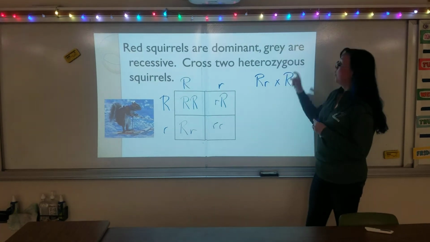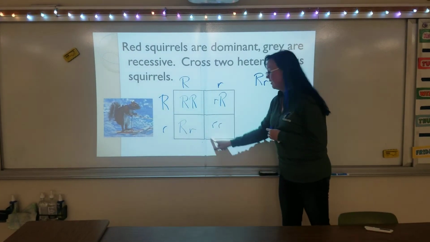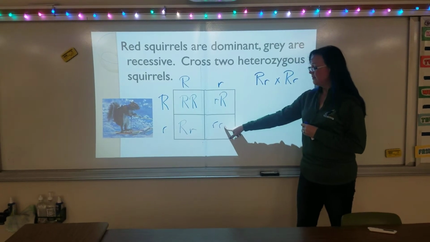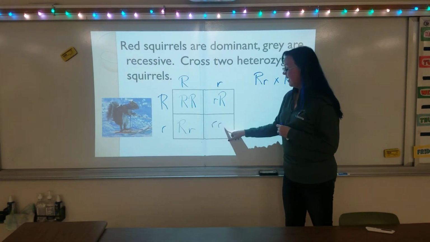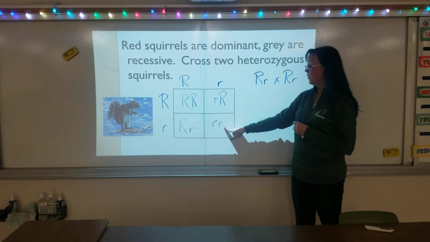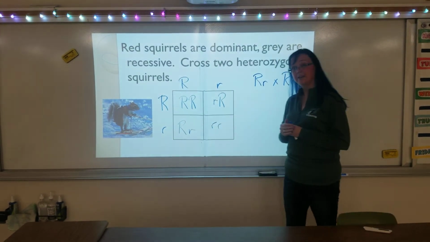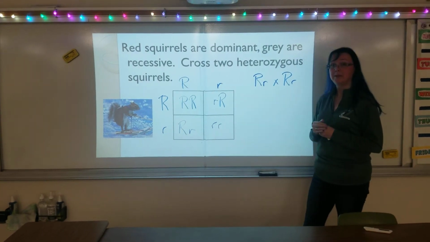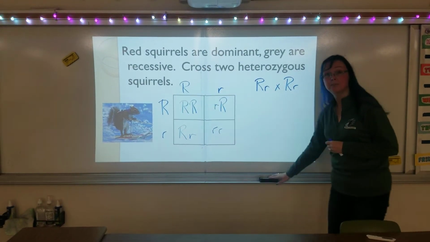We're only going to have 1 gray squirrel, and that's going to be this one right here. So this would be 3 dominant and 1 recessive. So we would have 75% dominant, and 25% recessive. Okay, let's do some more together.